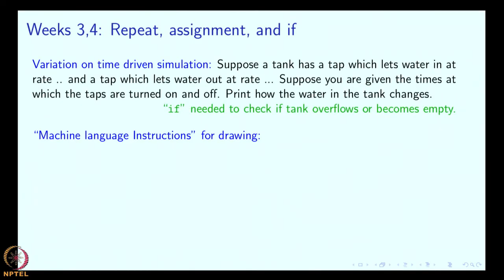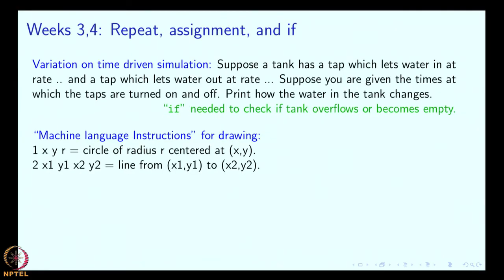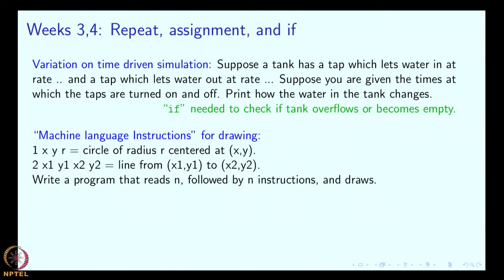Okay. Now you can also do things like design machine language instructions for drawing. So for example, you can say, let's play a game, let's have some codes. So if I say 1 x, y, r, say maybe I say 1, 10, 20, 30, what does it mean? It means I want you to draw a circle of radius r centered at the coordinates x, y. So that is my secret code, if you want, for suggesting a circle. Maybe if I say 2 x1, y1, x2, y2, so 2 followed by 4 numbers, then I am telling you in a secret game, if you like, that I want a line drawn from x1, y1 to x2, y2.